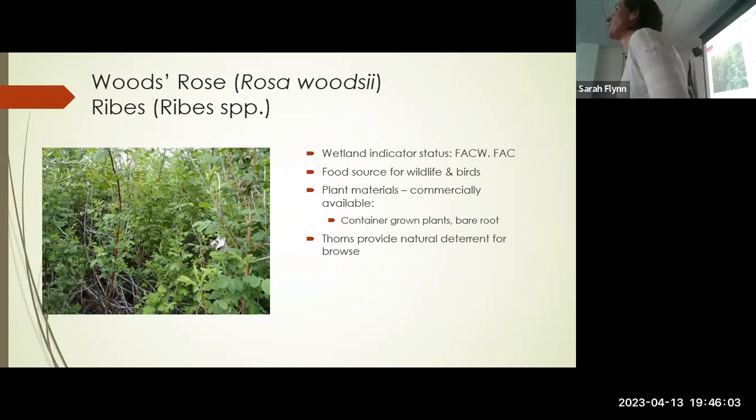Woods rose and some of the ribes, those ones that have thorns on them, are also kind of good to have in your mix. The thorns can help provide a little bit of natural browse deterrent, so that we don't necessarily have to take so many protective measures to get those established. Also, the berries are great fruit for the birds and any other wildlife that would get to eat those.